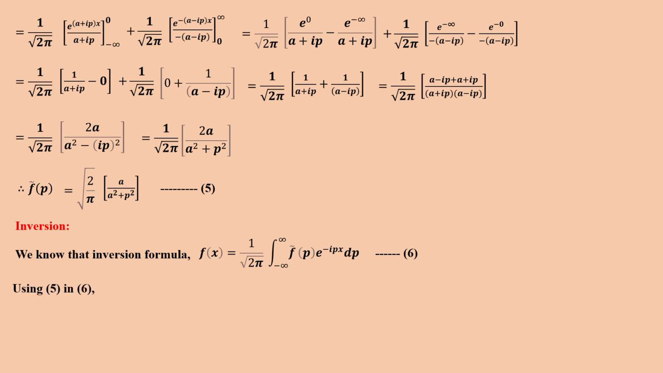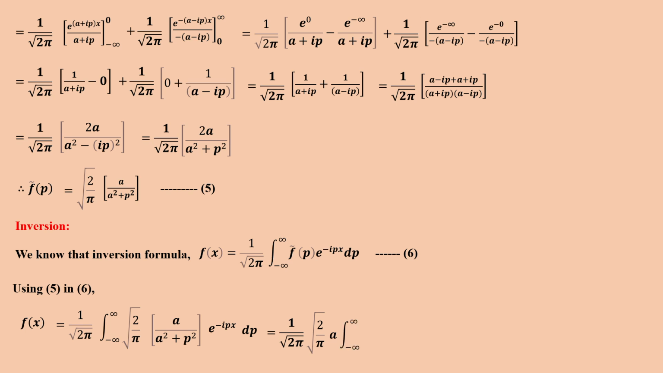So using 5 and 6, we will get f of x is equal to 1 by root 2 pi, integral from minus infinity to plus infinity of root 2 divided by pi, a by a square plus p square, e power minus i p x dp. That is equal to 1 by root 2 pi. So root 2 divided by pi into a is constant, take it outside from the integral: integral from minus infinity to plus infinity of e power minus i p x by a square plus p square dp.